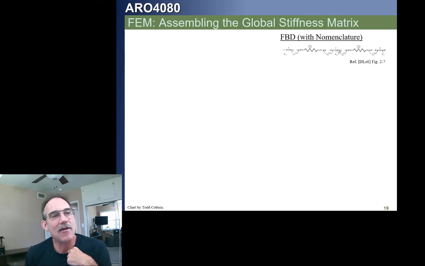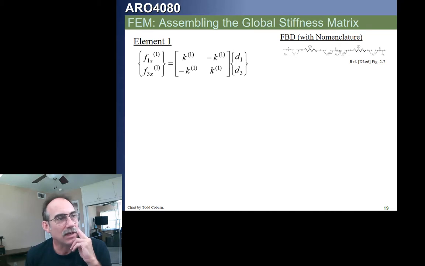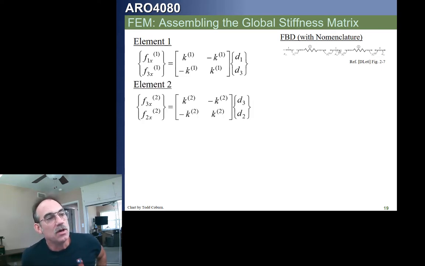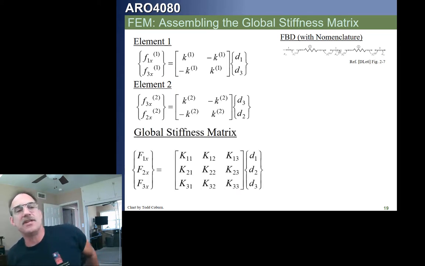So we have this free body diagram. Remember, we just did that. And this is our element 1 relation, right? Element 1 has K1. It's got a force in element 1 at node 1 and a force in element 1 at node 3, and it affects global displacements at 1 and 3. For element 2, we have the stiffness matrix of element 2. At node 3 and node 2, we have forces from that element, and these forces affect the displacements at node 3 and node 2.